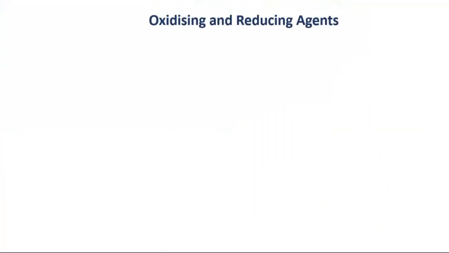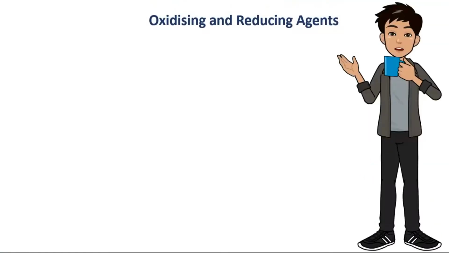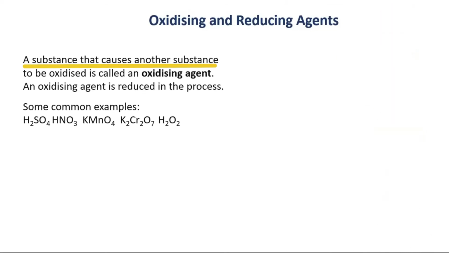Oxidizing and reducing agent. On this topic, learners usually get confused, but not to worry. We will cover definitions and examples to clear our concept. A substance that causes another substance to be oxidized is called an oxidizing agent. An oxidizing agent is reduced in the process. Some common examples are sulfuric acid, nitric acid, potassium permanganate, potassium dichromate, and hydrogen peroxide.